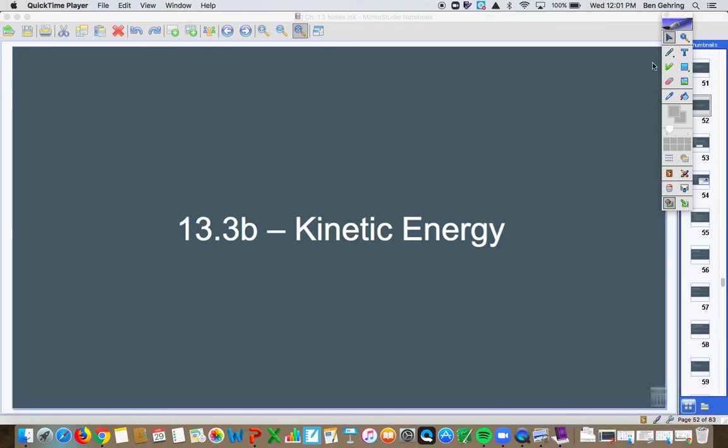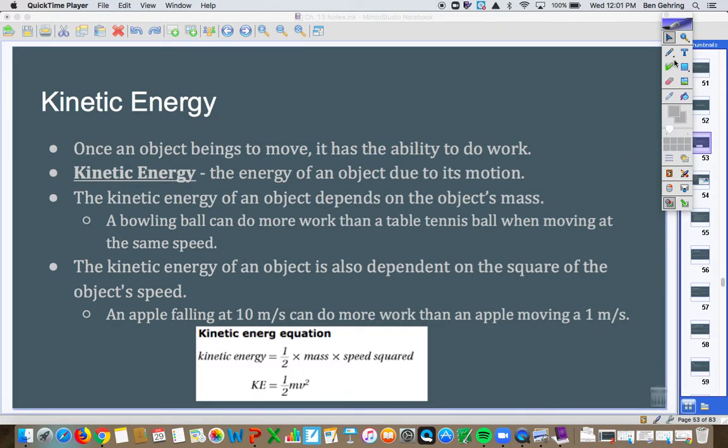So we've talked about potential energy prior, which is energy of position, whether that's your stretch and your elastic potential, or your height above ground, gravitational potential. Today we're talking kinetic energy. And kinetic energy is the energy due to motion. So kinetic energy is the energy of an object due to its motion. That's going to be really important that we are aware of and understand.